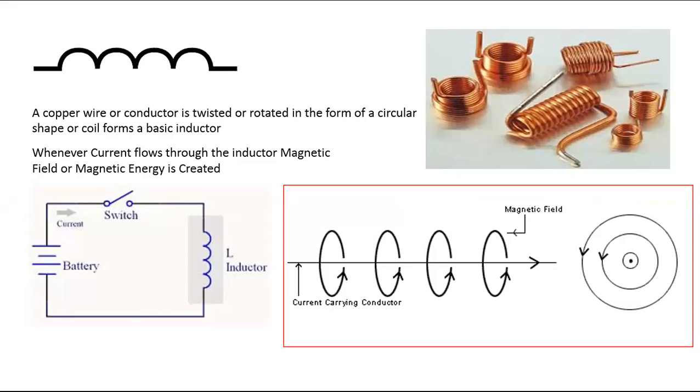So I want to create one electromagnet. In order to create the electromagnet, first we must develop an inductor. So resistor opposes the current. So what inductor do we have to create? Okay, so what is the inductor?